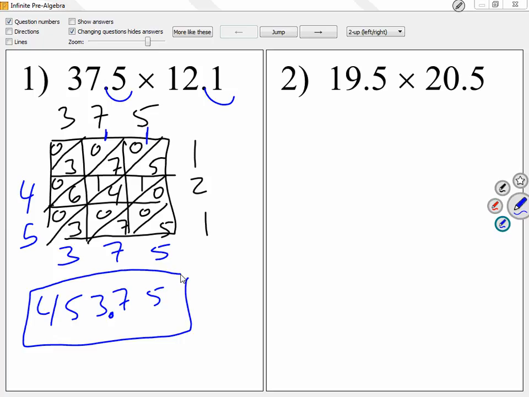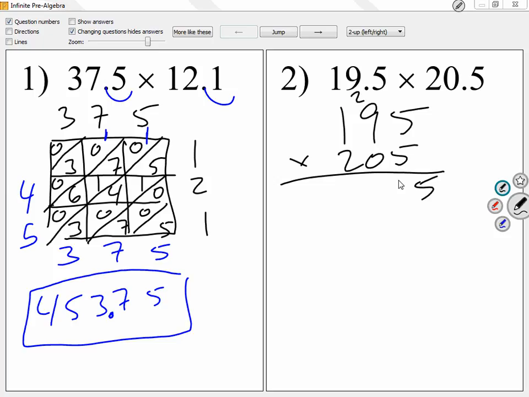Just multiply however. If I look at number 2, let me multiply number 2 the other way, from the other way that you guys know how to multiply. I'm going to go 195 times 205. Like I said, this is another way you guys know. I know 5 times 5 is 25, so carry the 2. 5 times 9 is 45, plus the 2 is 47, so carry a 4. 5 times 1 is 5, plus 4 is 9.